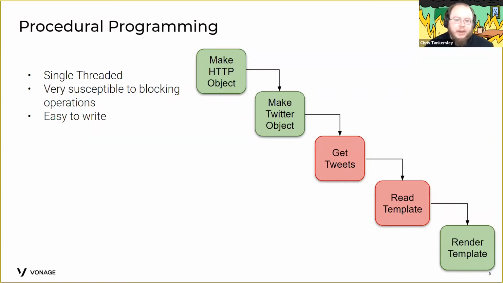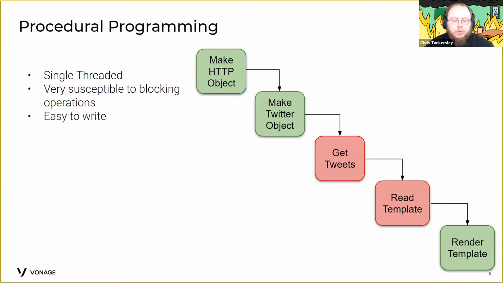So given that code, the very first thing we actually do is make an HTTP object. Then we make a Twitter object, and then we go down the line. This is really easy to understand because this is what's considered single threaded. We only ever do one thing at a given time. We don't do anything else.